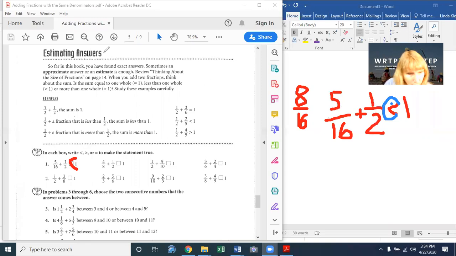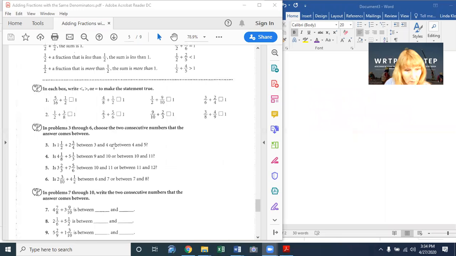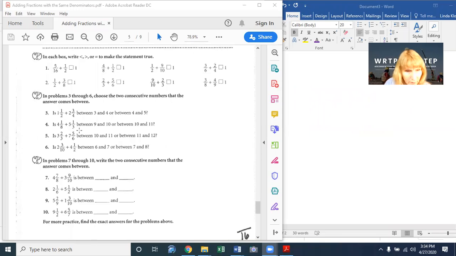Okay, so that's how you do those. Let's go down and look at number 3. Let me clear my drawings. Number 3 is 1 1/2 plus 2 3/4, between 3 and 4 or between 4 and 5. Well, this is estimating, right? So we don't have to actually figure it out, but we can get a nice guess here.